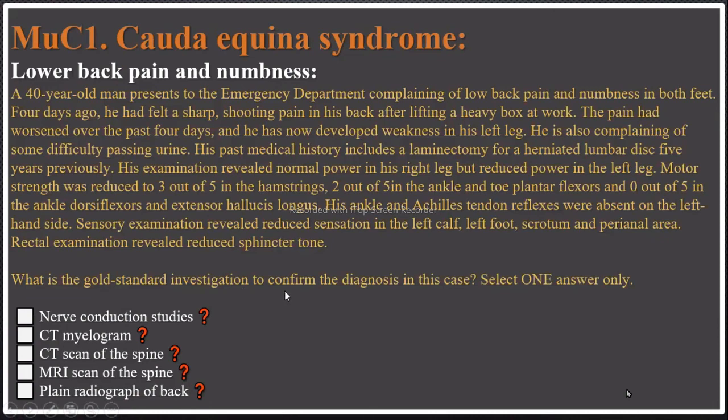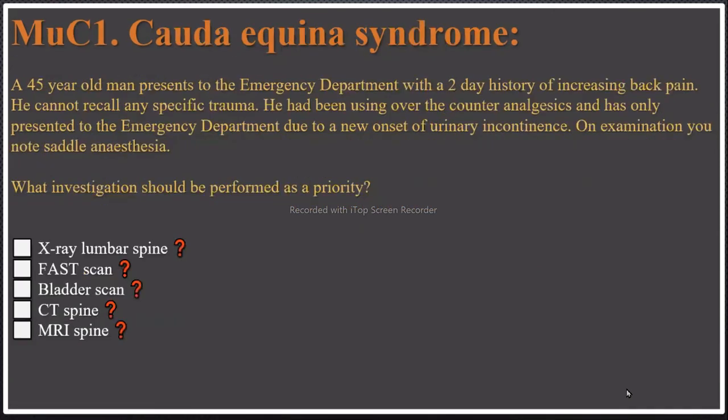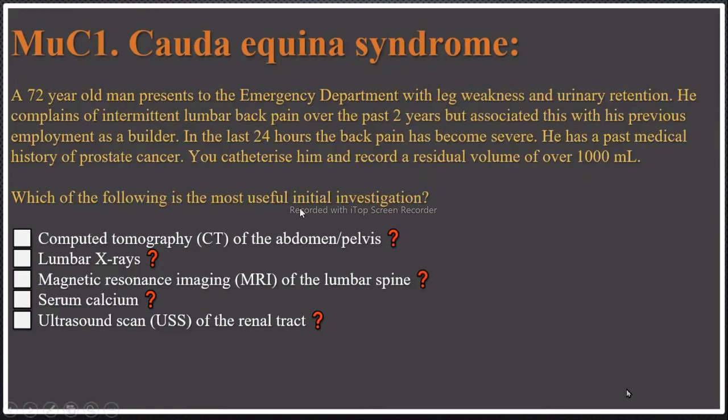The standard investigation. MRI. What investigation should be performed as priority? Incontinence. MRI. Cauda equina syndrome. Saddle anesthesia. Most useful initial investigation. Prostatic cancer, also MRI. What is the diagnosis? Metastatic prostatic cancer. Spinal metastasis. Okay.